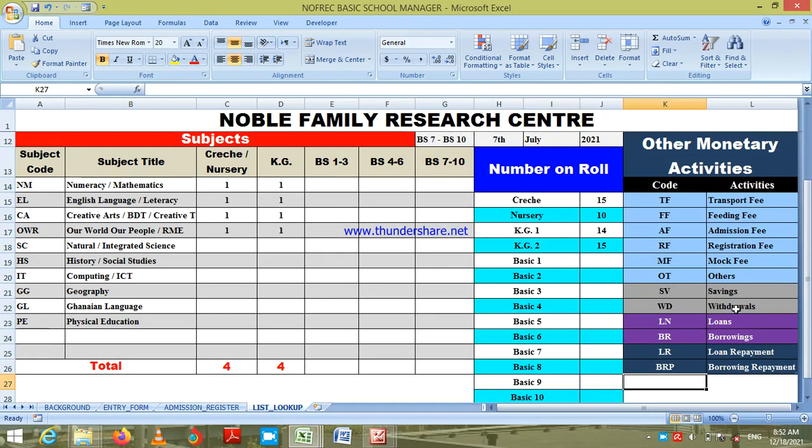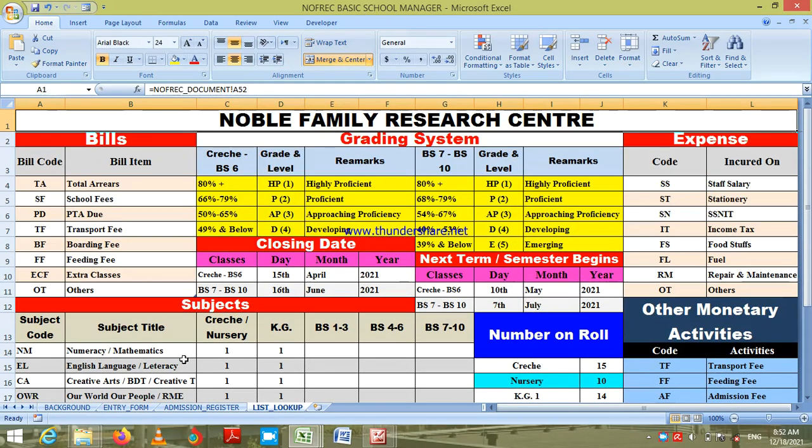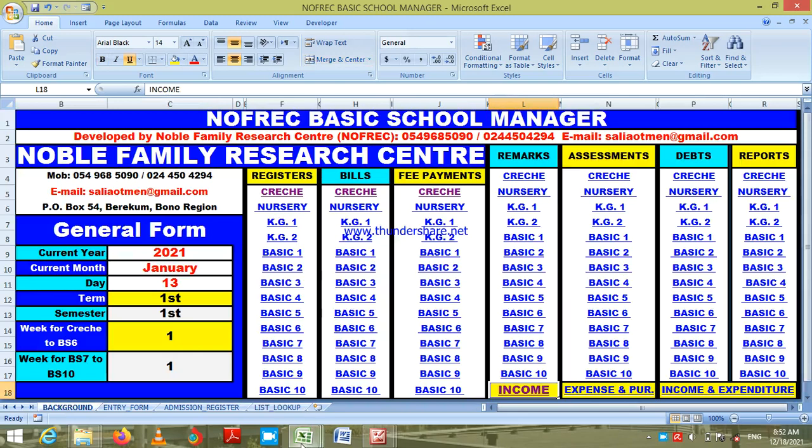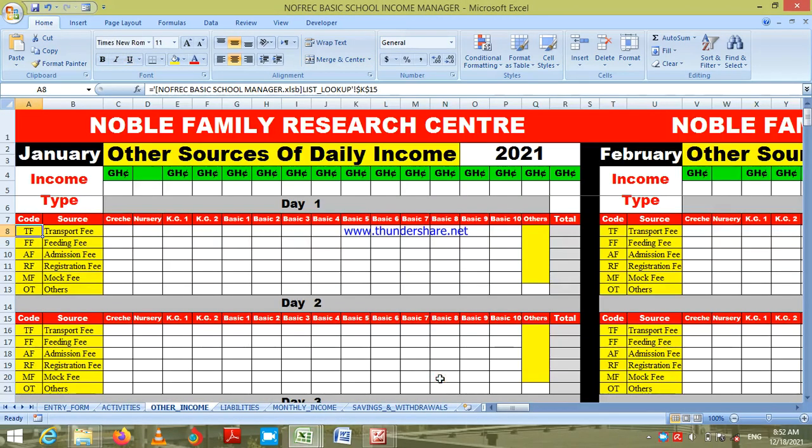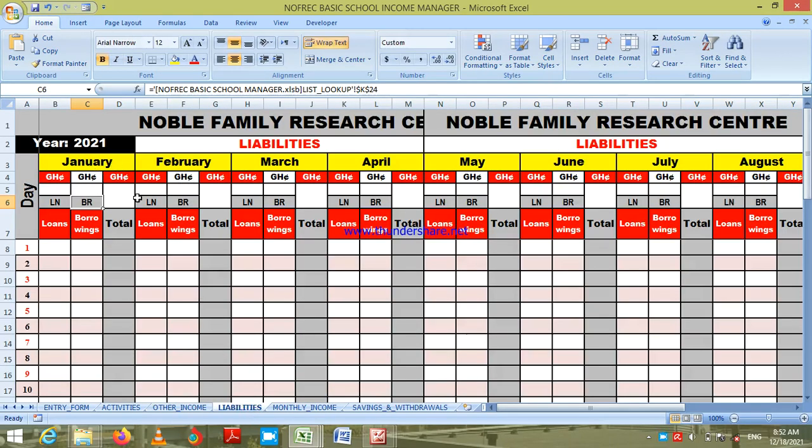Then we also have savings and withdrawals. Then we have loans, borrowing, loan repayments, borrow repayments. These have been considered for further studies. Okay, and the concern is on the income workbook. So as already explained, we have other sources of income. Then we have liabilities like loans and borrowing. At times we may borrow money from somebody, a friend, a family member, whatever, to finance our school. We can also seek assistance from banks as loans to support ourselves. These monies have to also be captured as income.